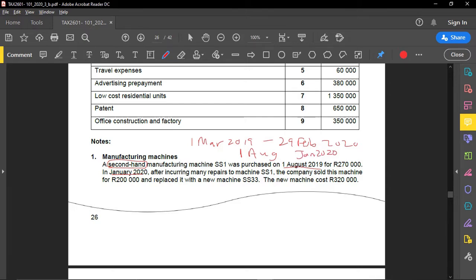There's another date. After incurring many repairs to machine SS1, the company sold this machine for 20,000 and then replaced it with a new machine. There's another machine there. So you bought a second-hand machine, SS1. You then sold it on the 1st of January and you bought a new machine, which is SS3. So you need to consider the capital allowances.